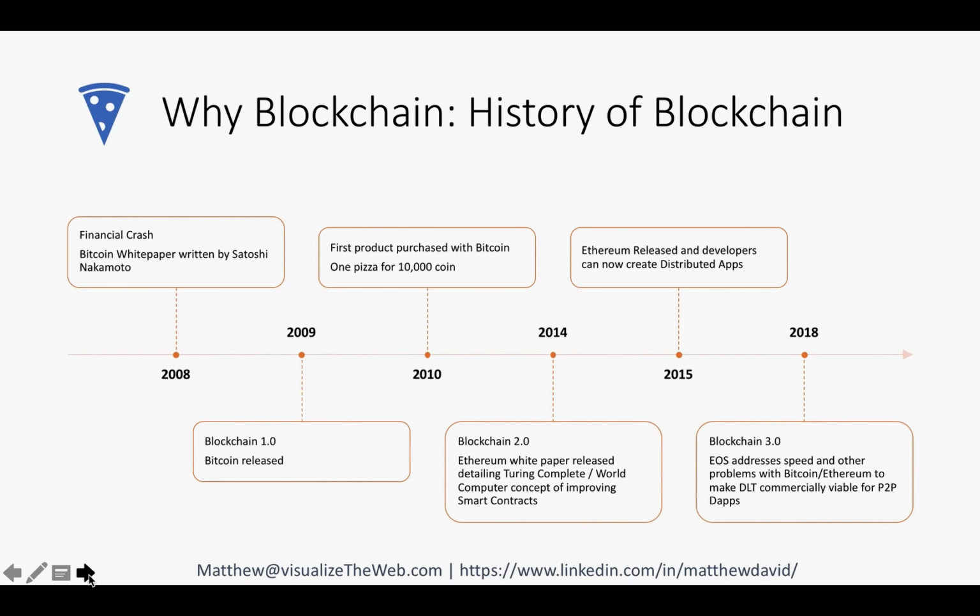But Satoshi wrote a white paper that was published in 2008 as part of the financial crisis that culminated in the release of Bitcoin in 2009, with the first product being a pizza that was purchased on May 22nd for 10,000 Bitcoins.